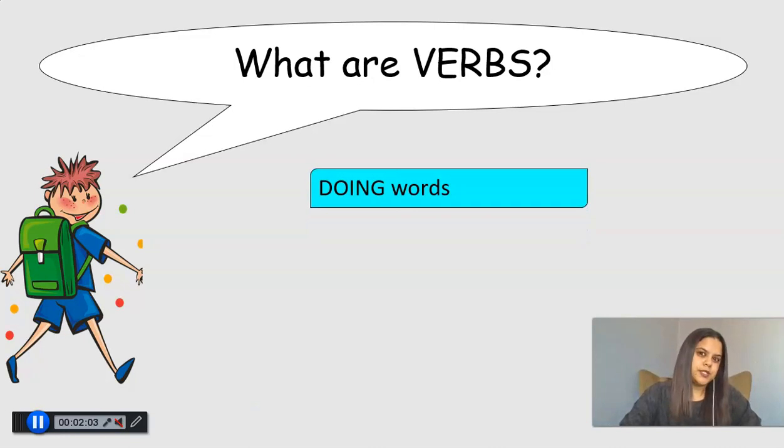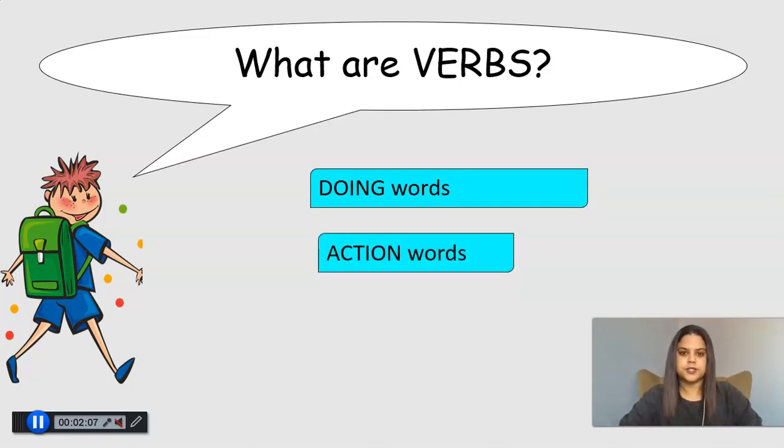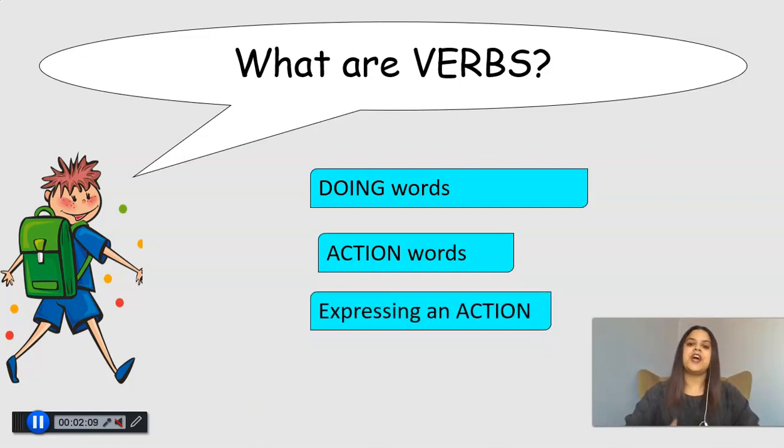Verbs are doing words. We can also call them action words. They express an action in a sentence. So they tell us what the subject of the sentence is doing.